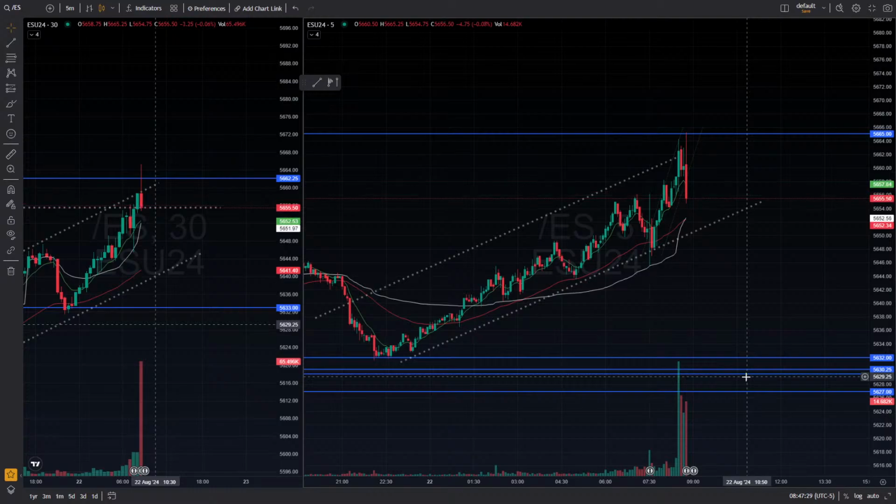where we have, I don't know, what is that number? It looks like 14,957 is where that opening range top for the first hour of trading in the overnight came in. But you can see that reflexive movement.